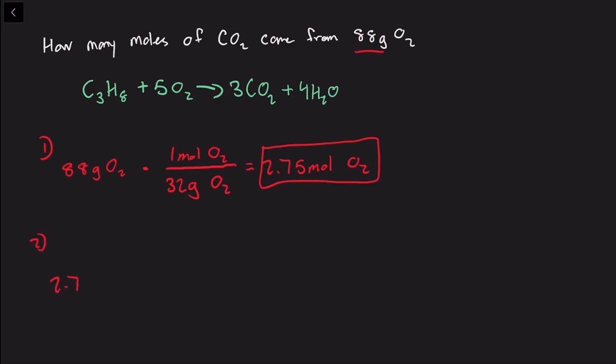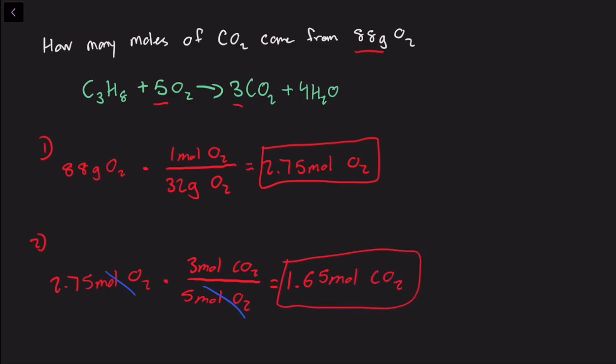So the next step is to apply the mole to mole ratio. We're going to have our 2.75 moles of O2, and we're going to multiply this by, well, it's a 5 to 3 ratio. So I'm going to put my 5 moles of O2 on the bottom so that it cancels out with the top in the previous term, and my 3 moles of CO2 on the top. These units cancel out, and when I solve algebraically, I end up with 1.65 moles of CO2.